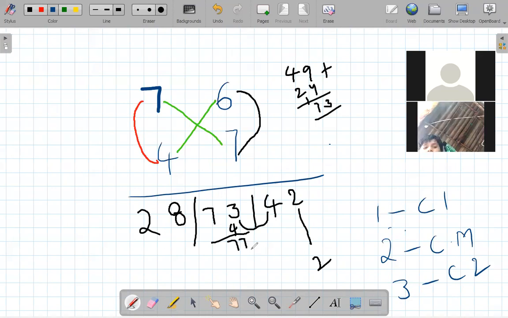After getting 77, now units place digit you write here. Okay. Other digit you add to the next one. So 28 plus 7, 35. 3572 is the answer. Okay. I hope everyone understood this. Right?